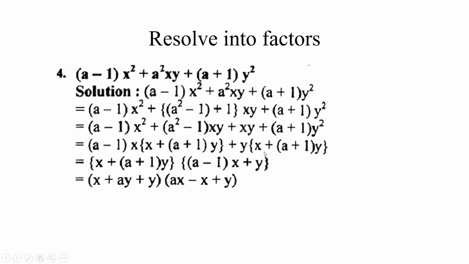Now in these two parts, see (x plus a plus 1) into y are common. So take (x plus a plus 1) into y as common, you will get this part (a minus 1) into (x plus y). So our required result is (x plus ay plus y) into (x minus x plus y).